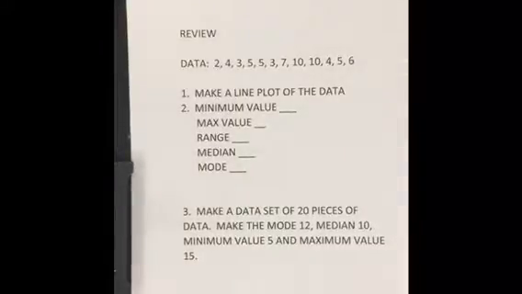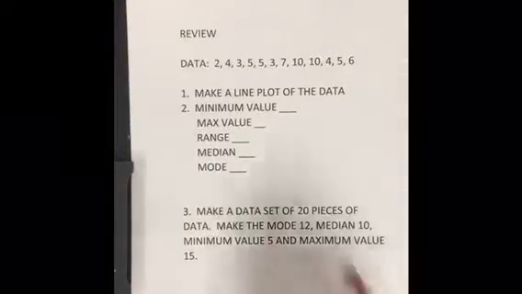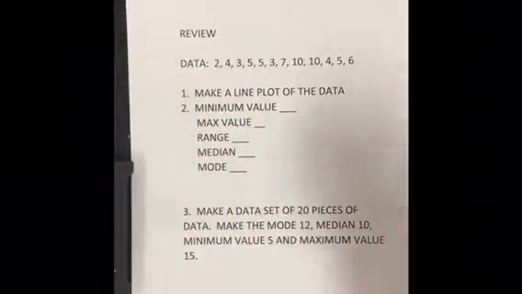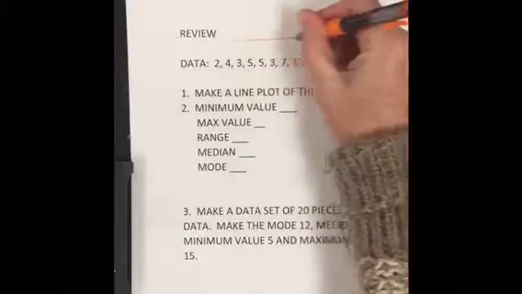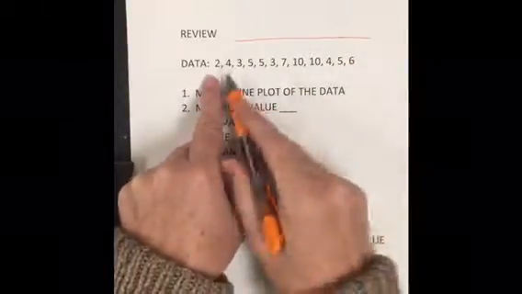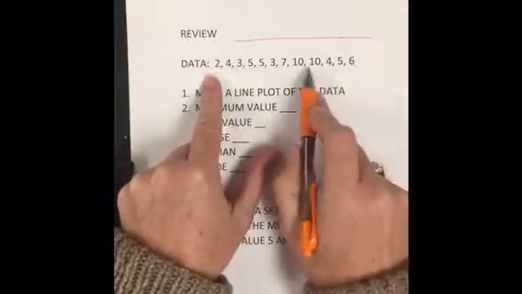All right, we're going to be going over our review before the quiz. So here we're given a data set, and the first thing it says is make a line plot of the data. So remember, with a line plot, we're going to be using x's to represent the numbers. If we look here, it looks like our smallest number is 2, our biggest number is 10.